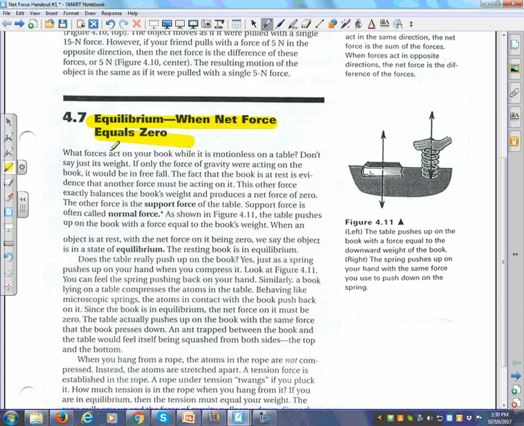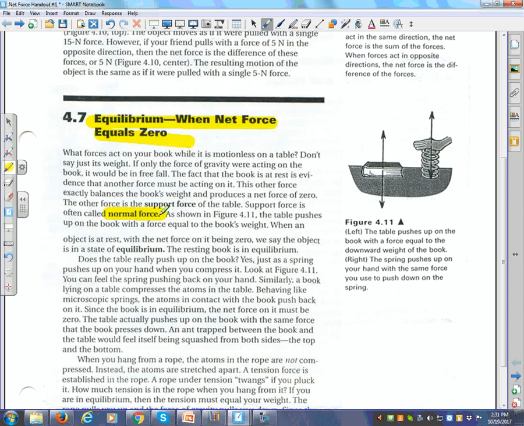What forces act on your book while it's motionless on a table? Don't just say its weight. If only the force of gravity were acting on the book, it would be in free fall. The fact that the book is at rest is evidence that another force must be acting on it. This other force exactly balances the book's weight and produces a net force of 0. The other force is the support force of the table. Support force is often called the normal force, and you guys have been dealing with that since grade 11. As shown in figure 4.11, the table pushes up on the book with a force equal to the book's weight.